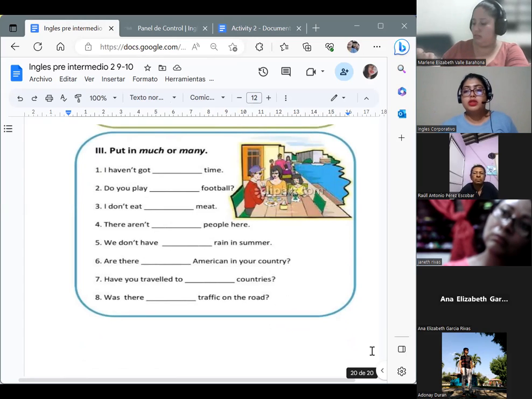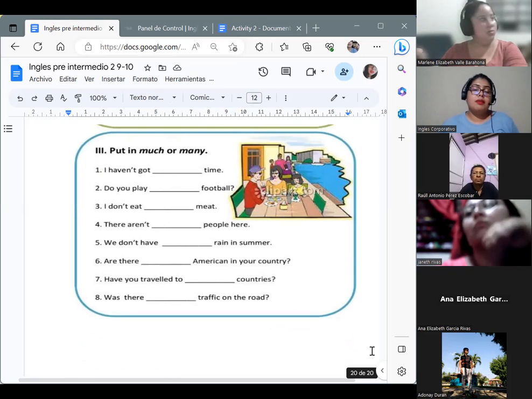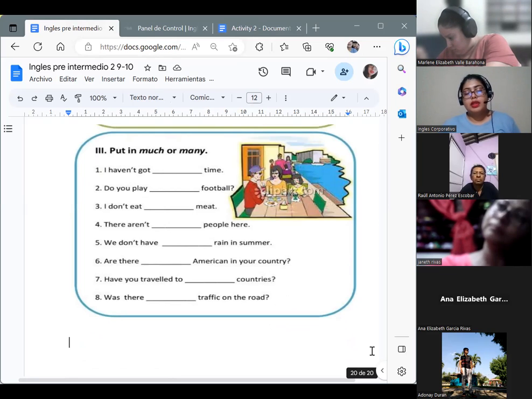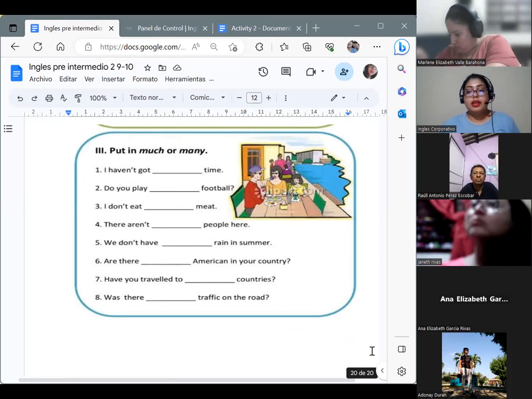So in this case, we are going to put much or many. And in this case, you need to remember that much is related to uncountable nouns and many is for countable nouns.